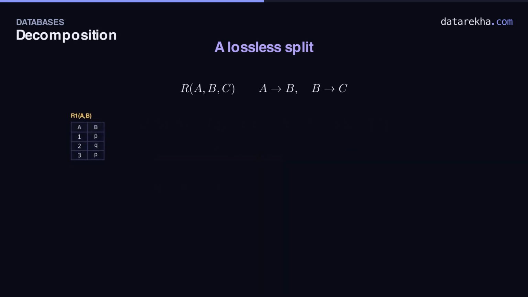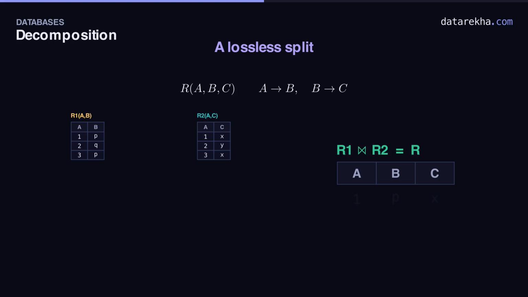See it play out on real rows. Here are the two pieces, R1 with A and B, R2 with A and C. Because A is unique in each, every A in R1 meets exactly one A in R2. Join on A: roll 1 pairs with its one match to give 1 P X. Roll 2 gives 2 Q Y.